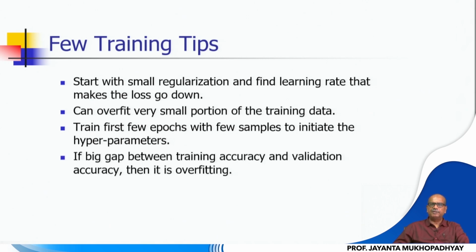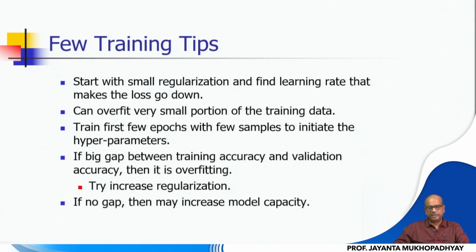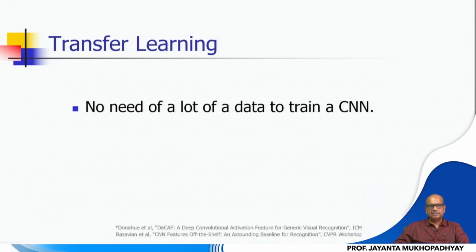Now, if there is a big gap between training accuracy and validation accuracy, then it is overfitting, as we know, that is the definition. Then what you do, you increase the regularization term. That means you penalize the larger model and again you fit. And if there is no gap, then you may increase the model capacity, because if there is no gap, it may cause underfitting. So you may go ahead with the model capacity. With this trade-off, you have to come up with a certain architecture.